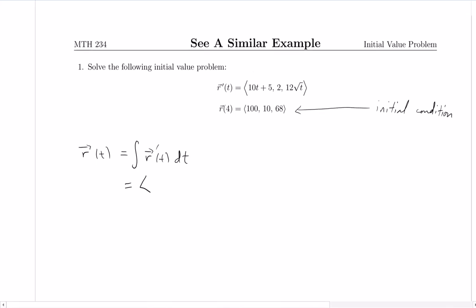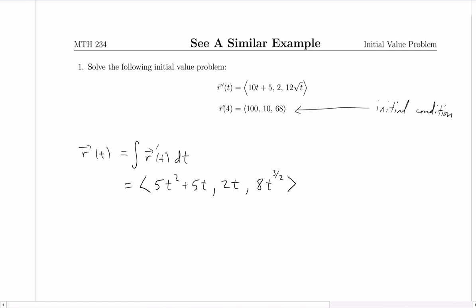So first the x component, 10t plus 5. If we integrate that, we get 5t squared plus 5t. Second, the y-coordinate is just 2 for r prime. If we integrate 2, we just get 2t. And finally, 12 square root of t. If you integrate that, you get 8t to the 3/2 power.